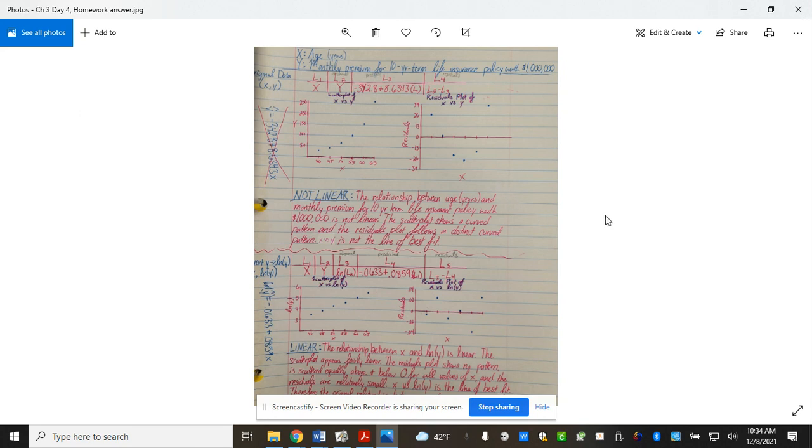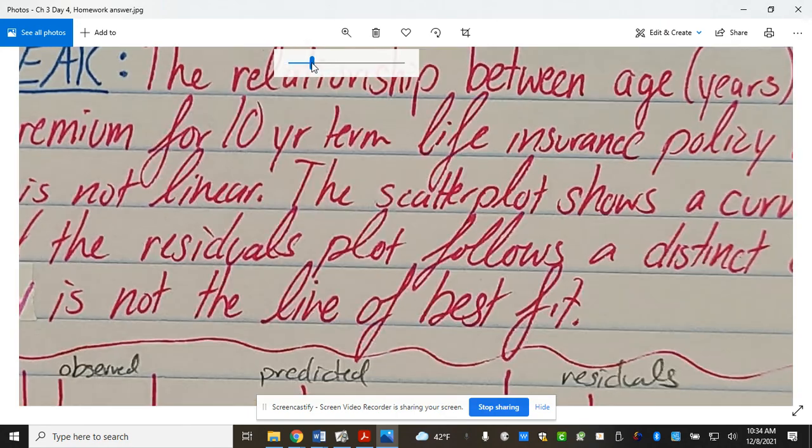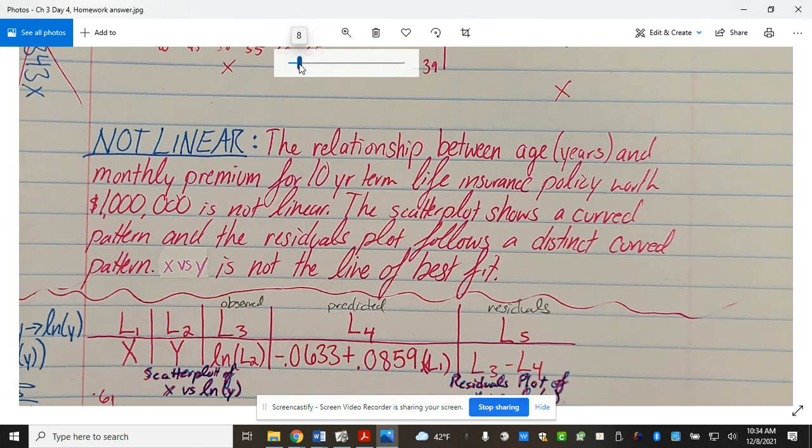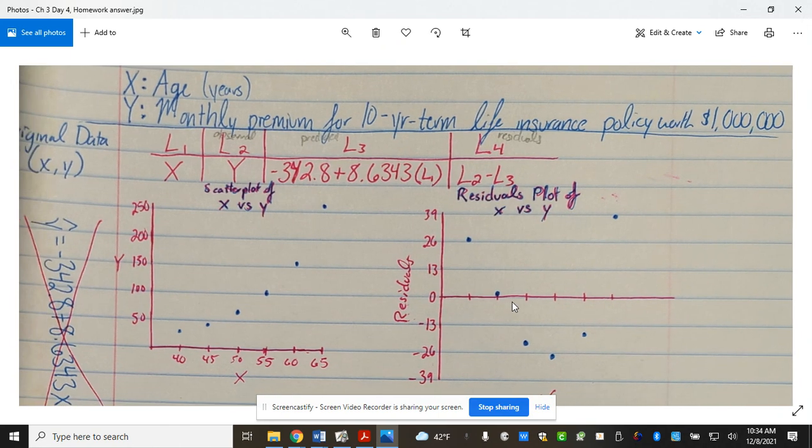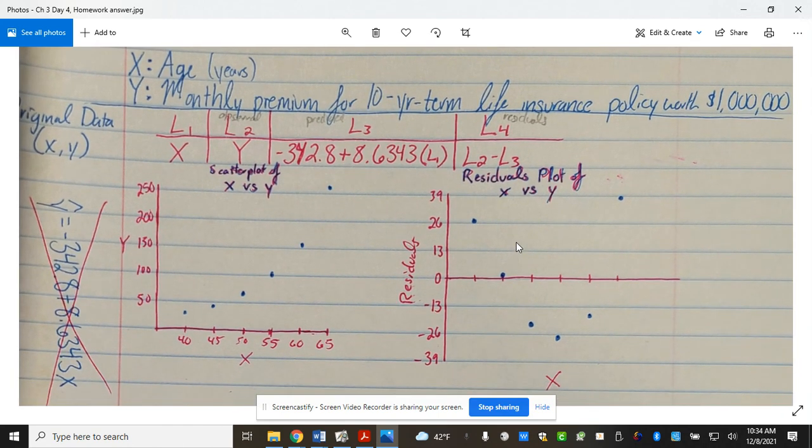So I want to use this to go over homework. This was the one about age. I am on the right problem, right? Age and life insurance, yes.